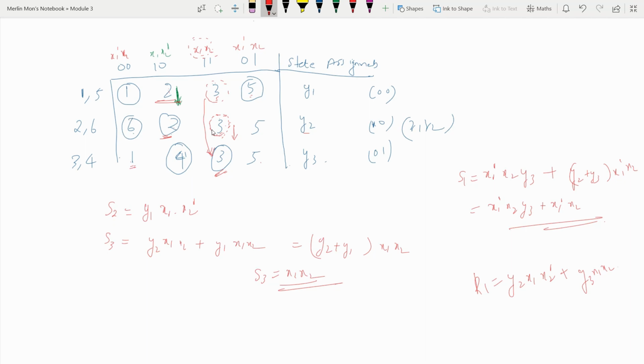Now for R2, there are two possibilities. Either it can go from this unstable state 3 to stable state 3, or it can go from this unstable state 5 to stable state 5. So if either of those occurs, the reset signal must be applied to the second flip flop. So we will combine the addresses of stable state 3 and stable state 5. The address of stable state 3 is y3 into x1 into x2, plus the address of stable state 5, which is y1 into x1 complement, or x1 dash x2. So we have got the equation for R2 also.